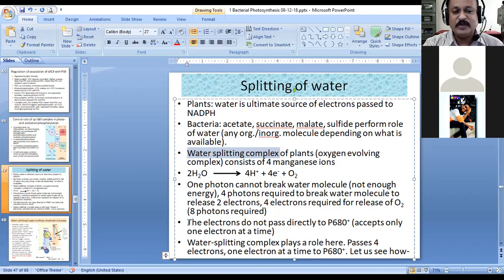Then again, as I told you, these electrons which come from water cannot directly go all of them together to the P680 reaction center of photosystem 2. The photosystem 2 reaction center cannot take 4 electrons together, because it can accept only 1 electron at a time, right? And therefore that is particularly the important role of the water splitting complex. It will split the water molecule, no doubt. It will release the 4 electrons, but then the 4 electrons will be given one by one to the reaction center. So how exactly it happens, let us see that.